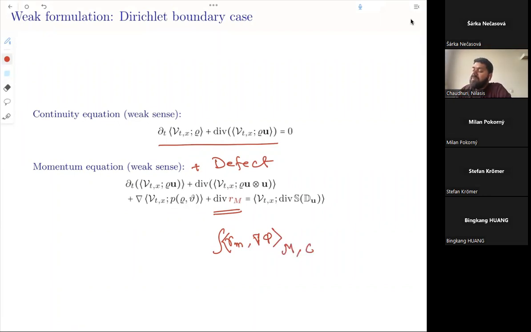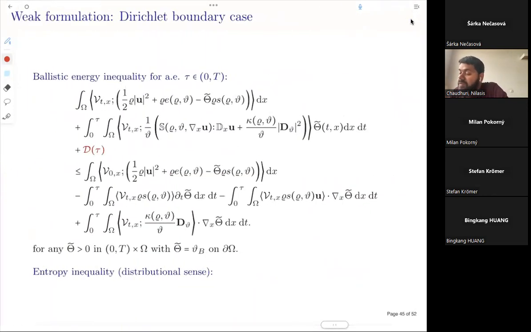So if you just multiply by some phi, this term looks like this. I just write it in for simplicity. And also, if you see in the ballistic energy inequality, now you have another defect from dt. And I say you can get the entropy inequality also. So you see everything, every quantity, I just replace it by the Young measure notation.